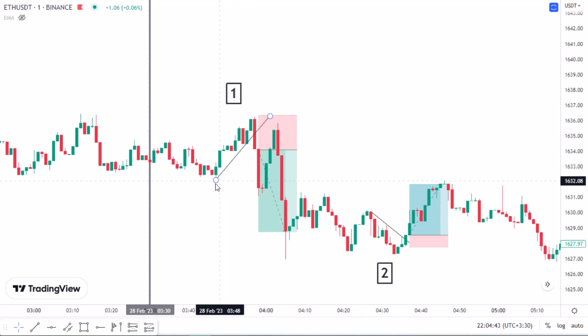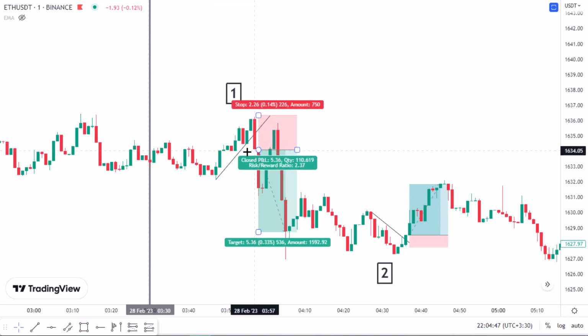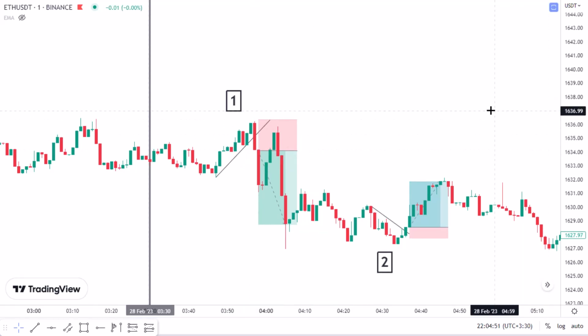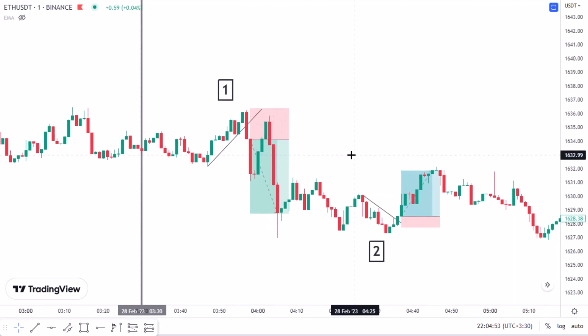Here we are on the Ethereum chart 1 minute time frame, and we're gonna see the positions one by one. On the first position, we have a trend line here with 2 touches. On the third time it breaks it with a red candle, we enter the sell position on body close, put our stop loss above that, and it gives us a reward of 2.4.